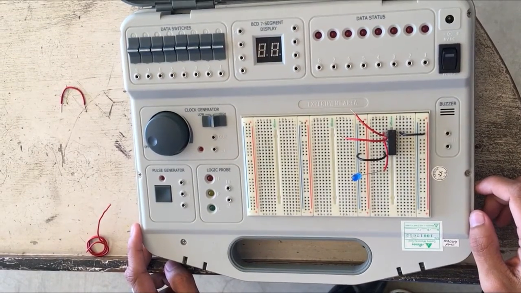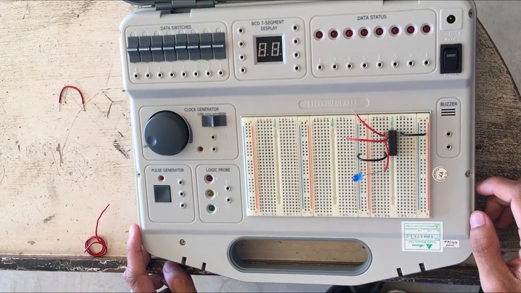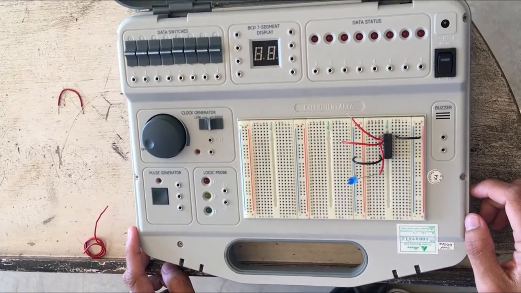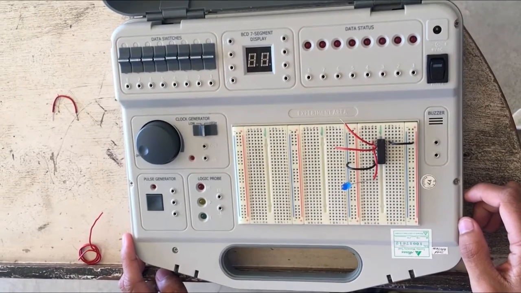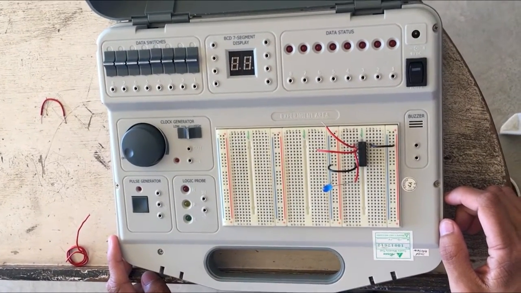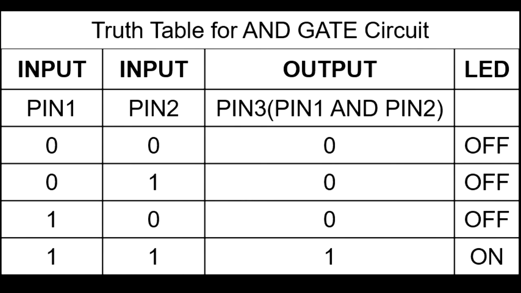Let's come now to the demonstration of the logic of the AND gate in our circuit. First, here's the truth table for our AND gate circuit. 1 is true and positive, 0 is false and negative. Output 0 equals LED is off. Output 1 equals LED is on.